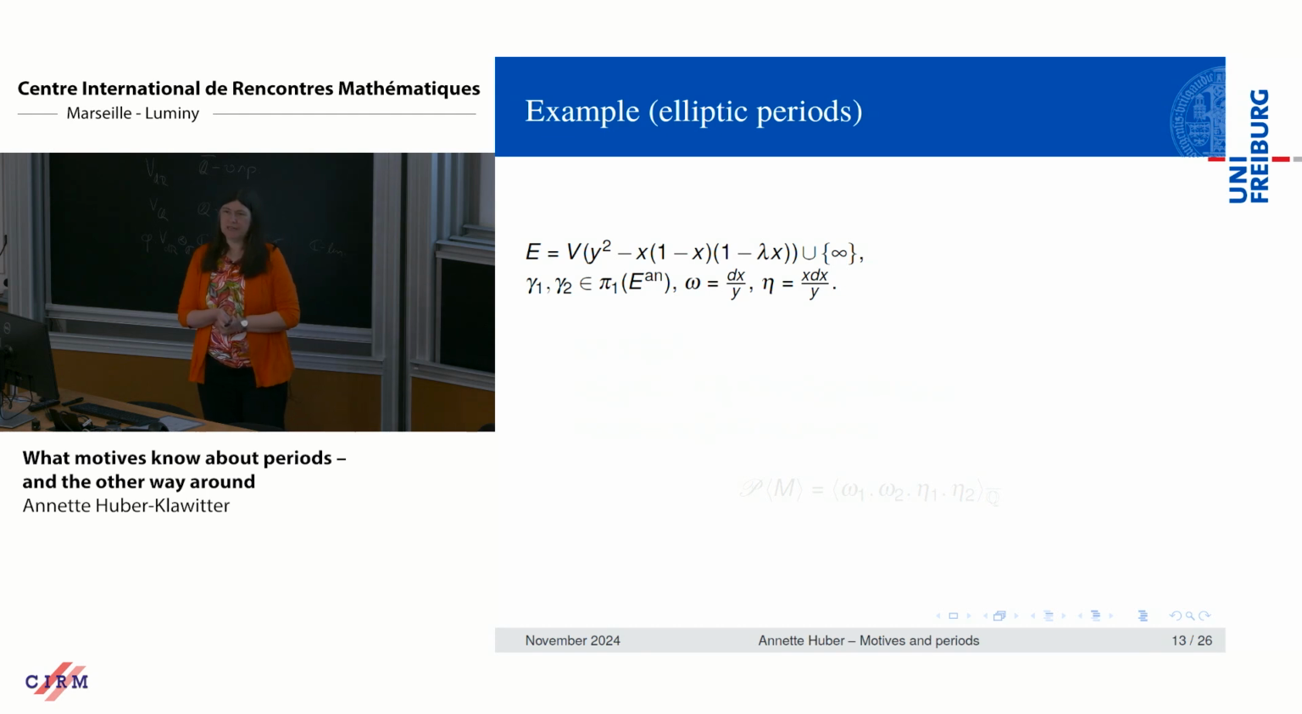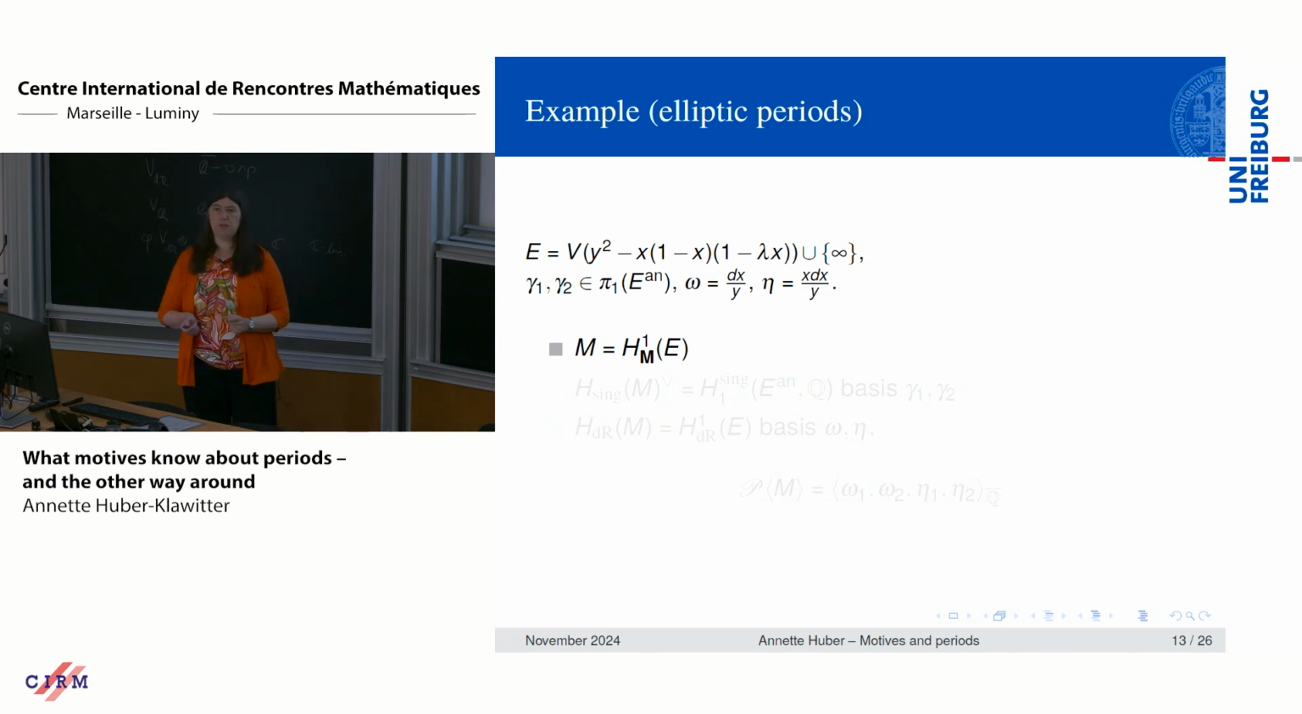Let's look at our second example, the case of an elliptic curve. I have the same elliptic curve as before. I have the same generators of singular homology. I called them generators of the fundamental group before, but that's the basis for singular homology. And then we have these classes omega and eta. Omega was dx over y, the global differential form, and eta was this differential form of the second kind.